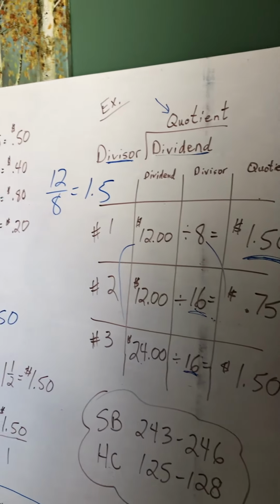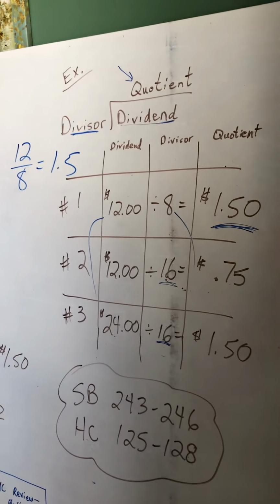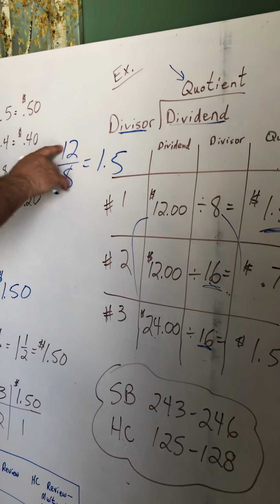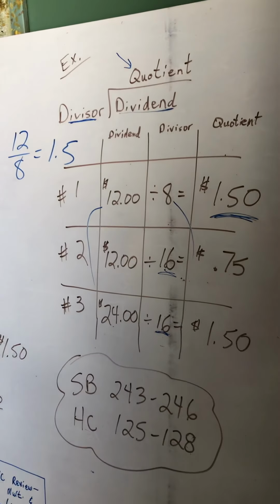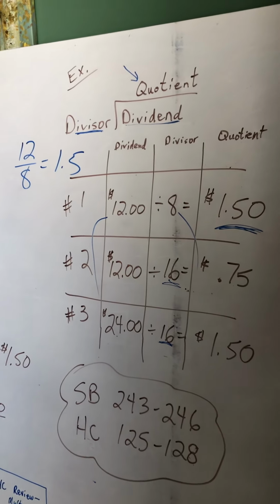Okay, or 1 4/8, remember that? Okay, but that's $1.50. So we've got the divisor, the dividend, quotient, just like you've been doing way back in fractions.